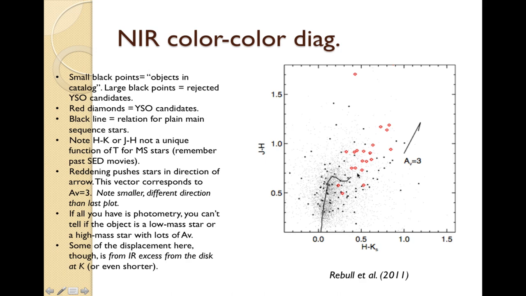And so, if all you have is photometry, you don't know if it should be here on the main sequence or there on the main sequence. You just know that it's got reddening, and some of these also have disks even at this band, which also complicates interpretation.